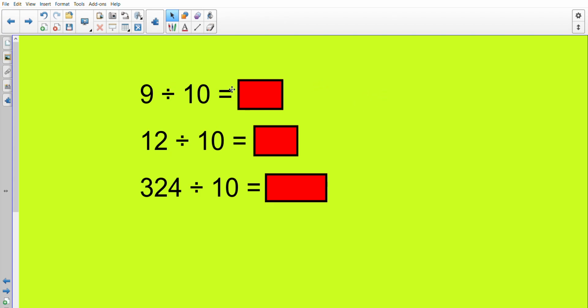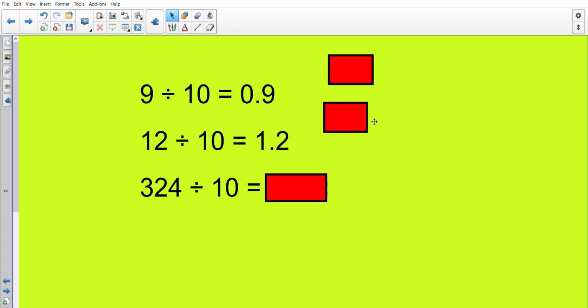So 9 divided by 10. Well, 9 split amongst 10 people is going to give you less than 1 each. 0.9 was the answer. 12 divided by 10, let's use some estimation. Well, 10 divided by 10 is 1, so it's going to be near that. It's going to be 1 point something. The answer was 1.2. And then 324 divided by 10. Well, let's estimate that as well. If it was 300 divided by 10, it would be 30. So is it going to be 30 something? Let's have a look. 32.4. And notice how the numbers are always lined up. 324, 324.